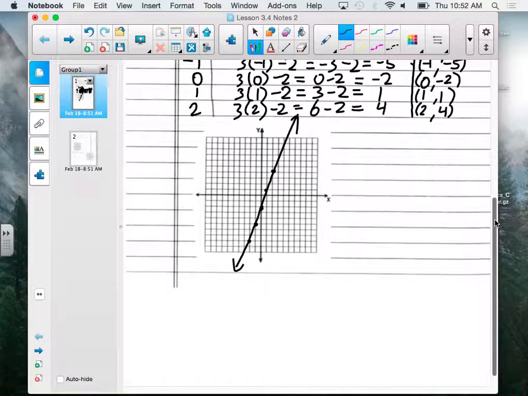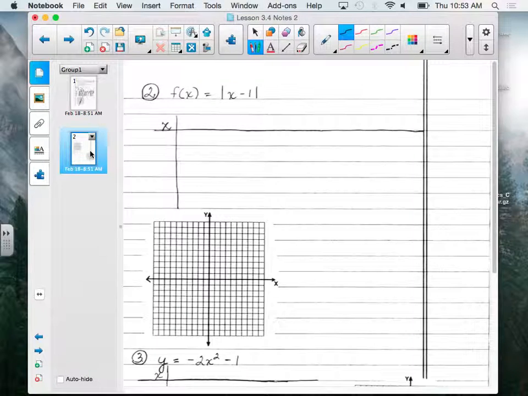All right. Is everyone good with this slide? All right, next slide. Function rule, or function f of x equals absolute value of x minus 1. What does f of x mean again? Exactly. So it's just the same thing. y equals absolute value of x minus 1. Make those absolute value bars a little longer so you don't get confused, and that's not 11.